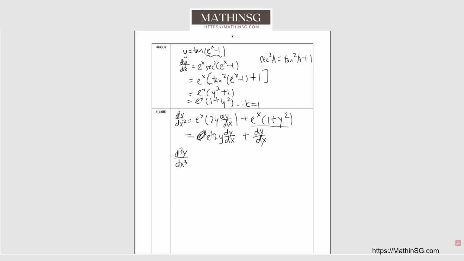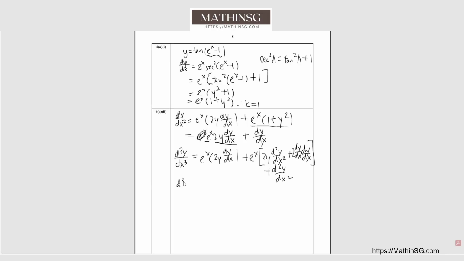Let's differentiate this e to the power of x 2y dy/dx. Let's use product rule for these two portions. So differentiate e to the power of x, I get e to the power of x, then I copy 2y dy/dx. Next, I copy e to the power of x, then I need to differentiate 2y dy/dx. So again, another product rule. I will keep 2y first, then differentiate dy/dx. Then next, I will keep dy/dx, then differentiate 2y, which gives me 2 dy/dx. Then I'll differentiate dy/dx, which gives me d squared y/dx squared.